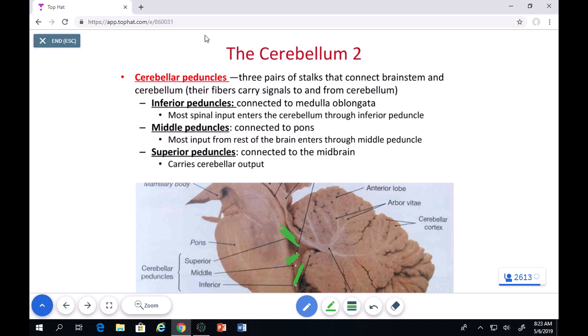As we look at these peduncles, the inferior peduncle that's closer to the spinal cord will be associated with spinal cord input. The middle peduncle, which is associated with the pons, is going to have a mixture of input from the rest of the brain and a little bit from the spinal cord. Because it's in the middle, we're not going to have specialized function with either the cerebrum or the spinal cord. But the superior peduncles that head up to the cerebrum are going to focus primarily on cerebellar output or connections to the higher brain functions.